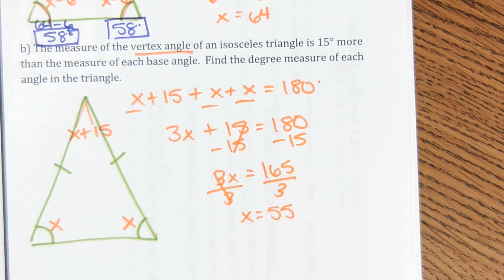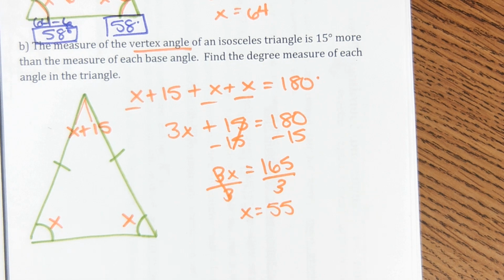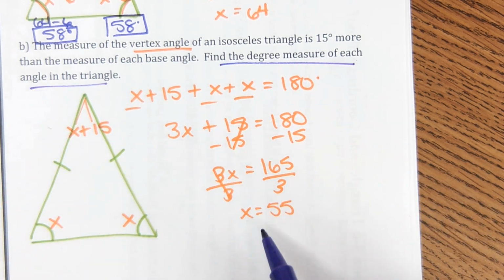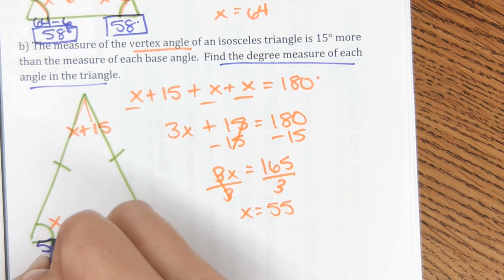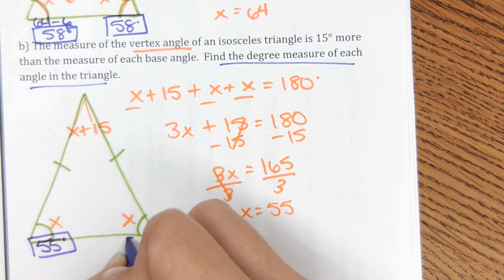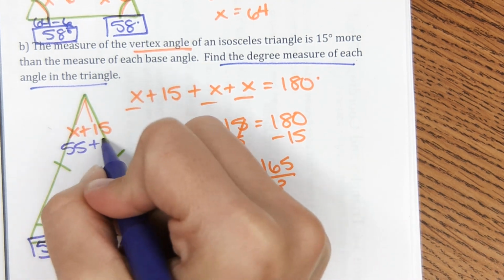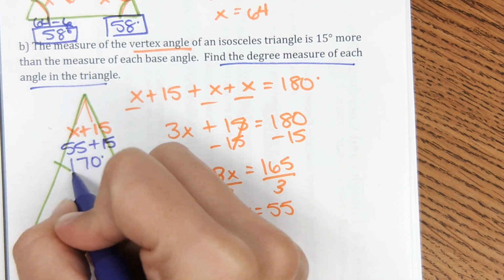Yeah, x equals 55. So it asks for the degree measure of each angle, so I have to make sure to plug this back in. So this means that each base angle would be 55. And then the vertex angle would be 55 plus 15, which would be 70 degrees, like that.